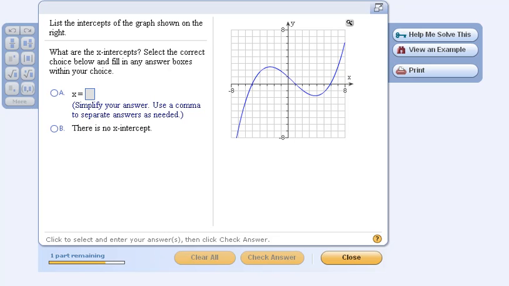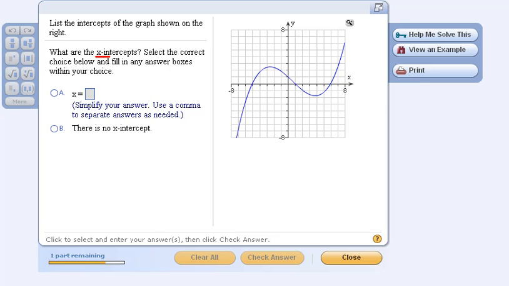Okay, here we have another student question that's been submitted, and again, I thought it was worthwhile. If someone is having the question, then it's very possible that others are having the same question. So here we have a problem that says, list the intercepts of the graph shown on the right. What are the x-intercepts? Select the correct choice below and fill in any answer boxes within your choice.